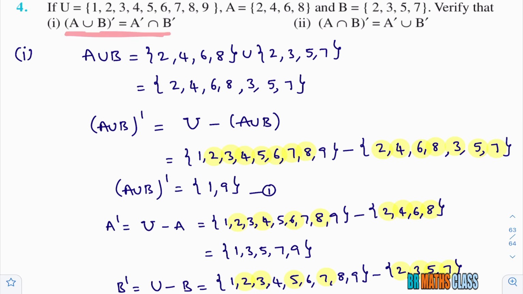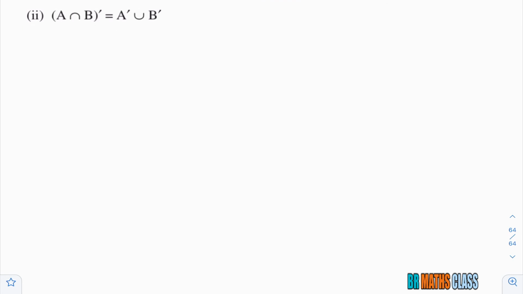Now, the second bit. What is the second bit? A intersection B whole dash equals A dash union B dash. Okay, I need to verify the second bit. Same procedure. First, I'll calculate LHS, A intersection B whole dash. Next, I'll calculate RHS. Later, I'll check whether both are equal or not. The formula for A intersection B whole dash is the universal set minus A intersection B. First, I'll calculate A intersection B.